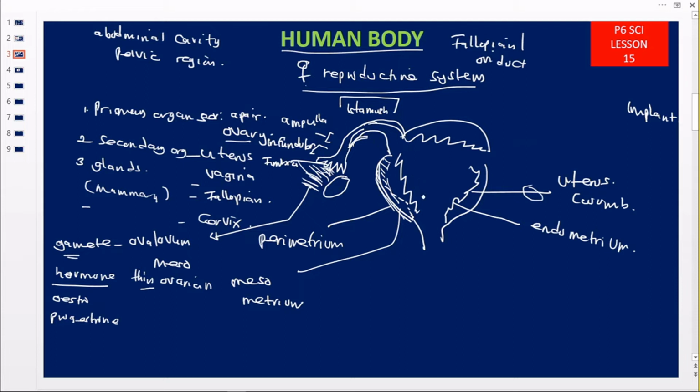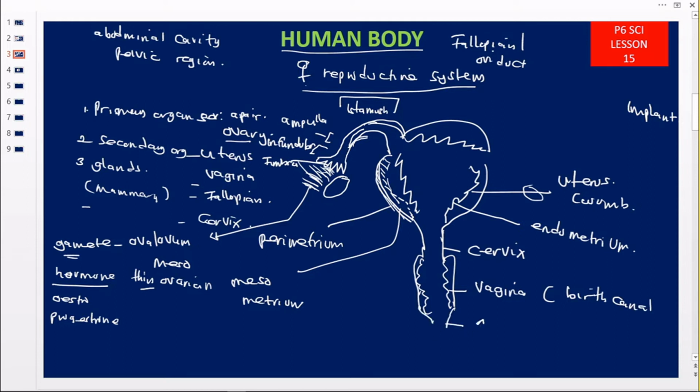Then down here we have the cervix. So this is the cervix. This cervix ends up into this canal here, a rough canal, and this canal is called the vagina. The vagina is also called the birth canal. Then this vagina ends up with an opening, which we call the vaginal opening. The vaginal opening is also called the vulva.